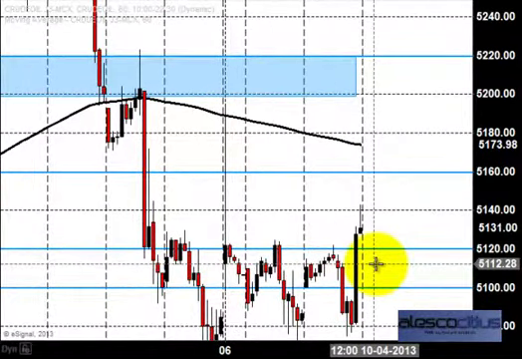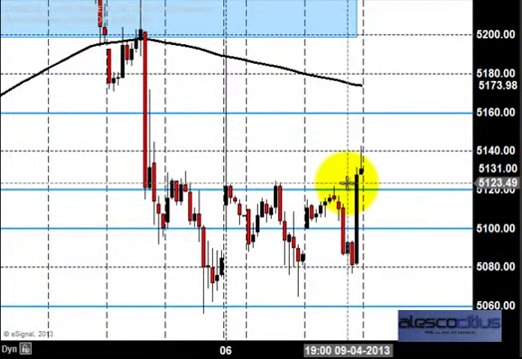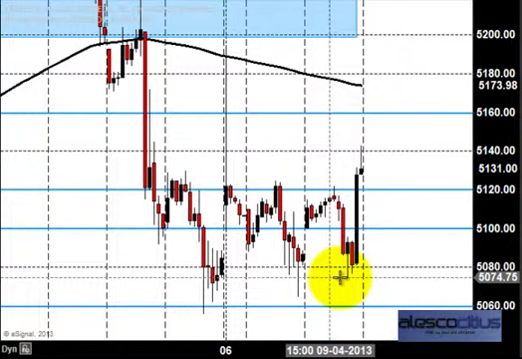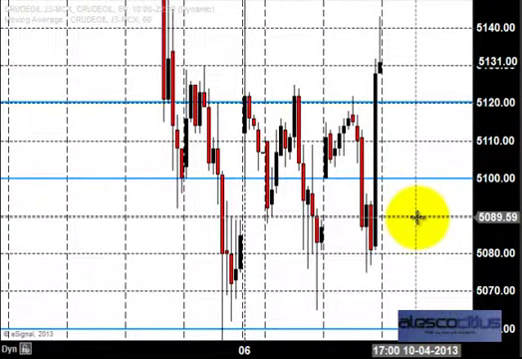Good morning. In this presentation, we are going to see how we can trade in MCX crude oil today. Before looking into that, let us see what happened yesterday and what we expected yesterday.